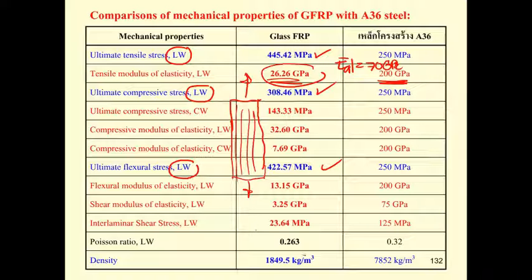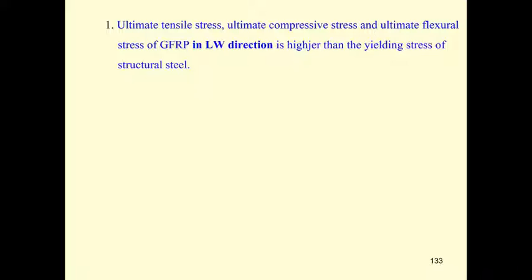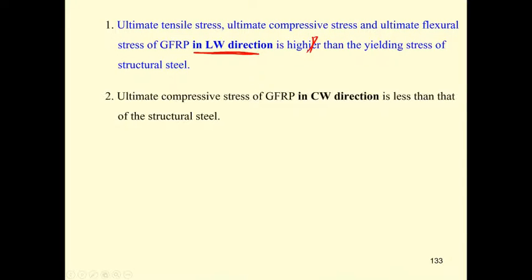Anyway, the better thing is it has very, very low density, like 1,850 kilograms per cubic meter. That is 4 to 5 times lighter than the steel. So in short, the tensile strength, compressive ultimate strength, and flexural stress in the lengthwise direction is higher than the yielding stress of the steel.